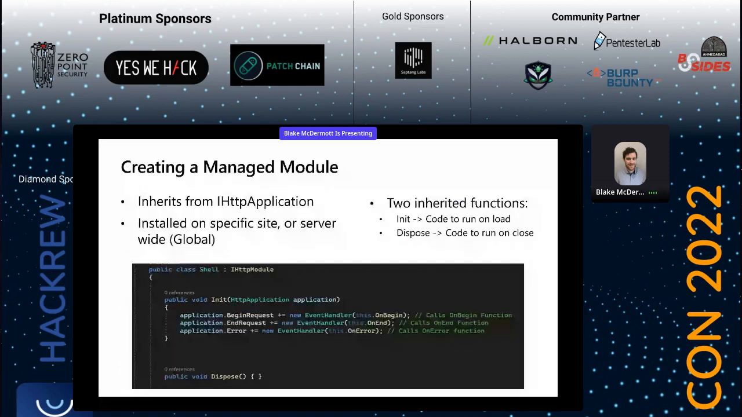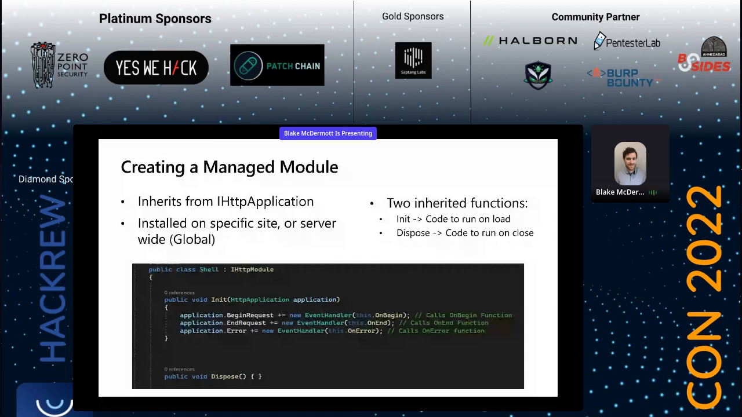Managed modules have their main class inherit the IHttpModule. This inheritance forces two mandatory functions, the Init and Dispose functions. Init will be the function that is called when a module is loaded. It's often used to set event handlers. Event handlers are essentially functions that are called when an event triggers. An event might be as simple as a web request being made to the web server. Managed modules can be handled on a per site level or on all websites, referred to as globally.